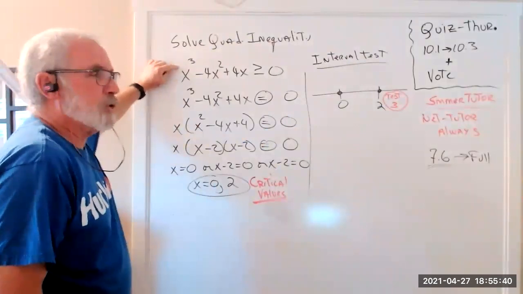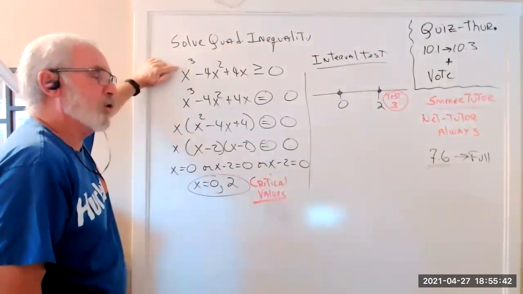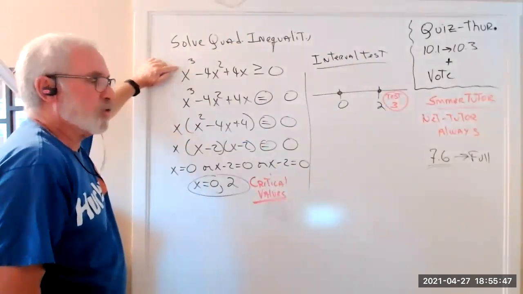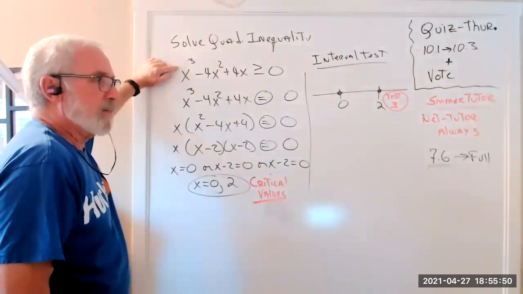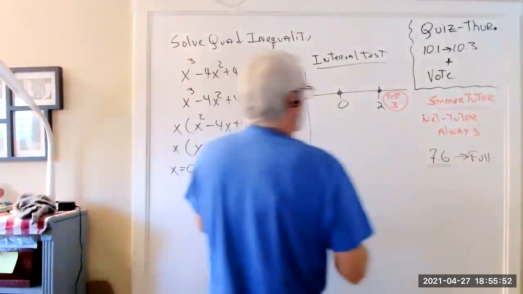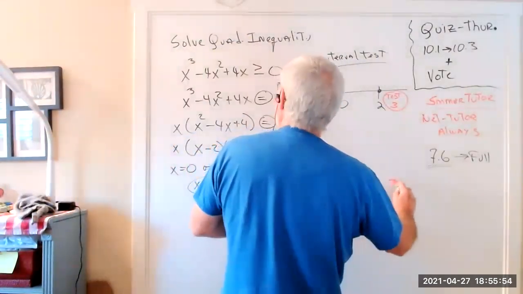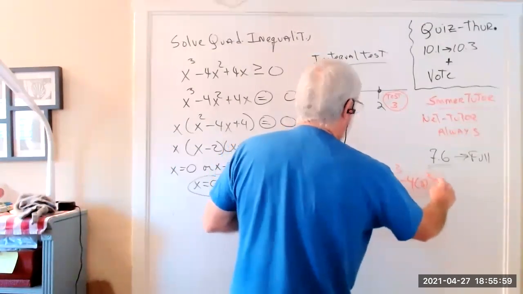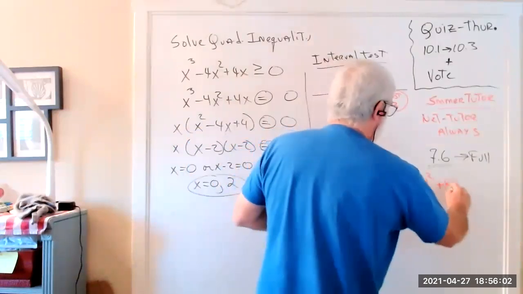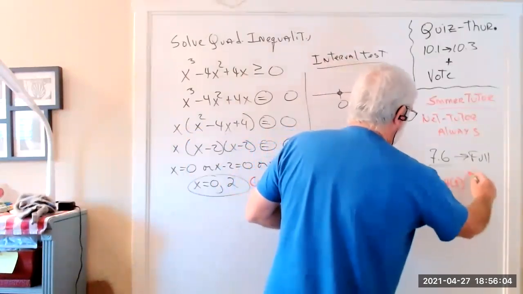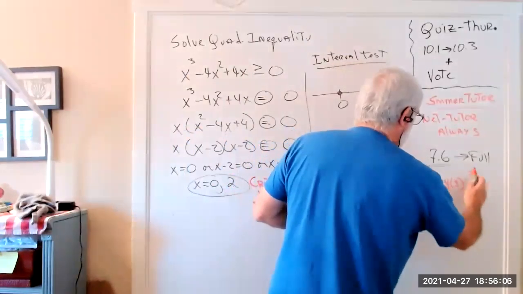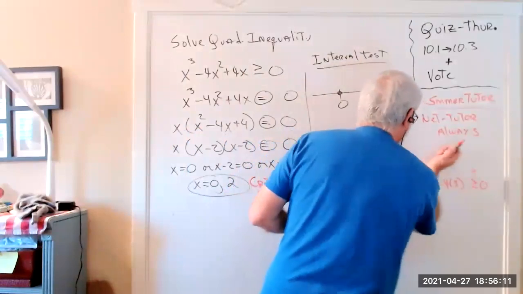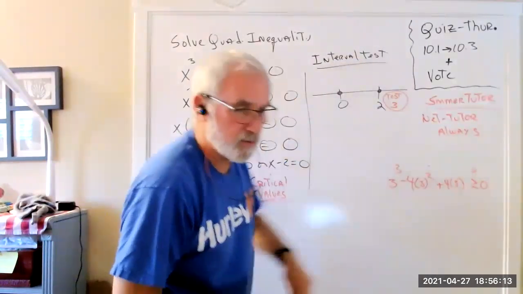I don't care if I see your work or not. It doesn't matter to me. Many of you showed me your work, which is great. But what you're doing here is saying, I'm going to take 3 and go 3 cubed minus 4 times 3 squared plus 4 times 3. Is it greater than or equal to 0? That's a question mark there. I don't know if you guys can read the red there.